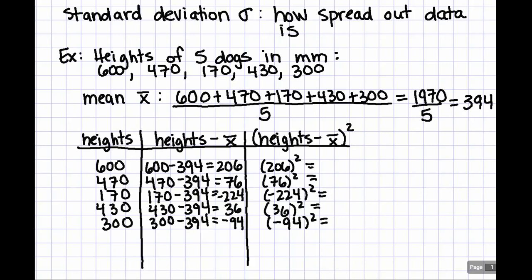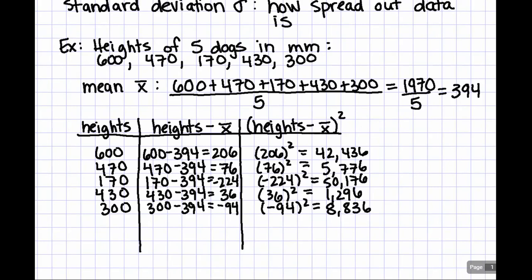Now, 206 squared is 42,436. 76 squared is 5,776. Negative 224 squared is 50,176. 36 squared is 1,296. And negative 94 squared is 8,836.